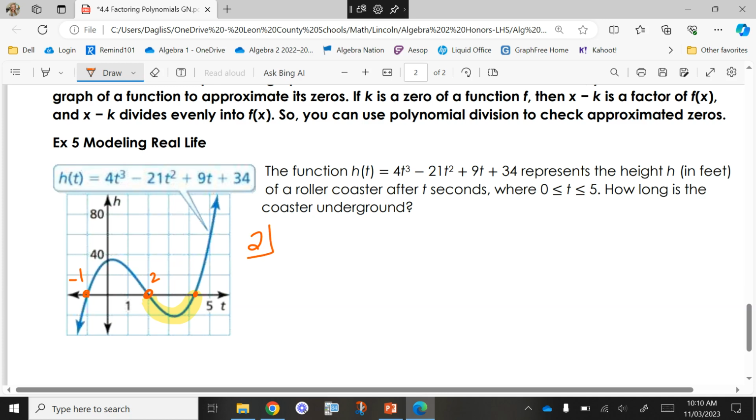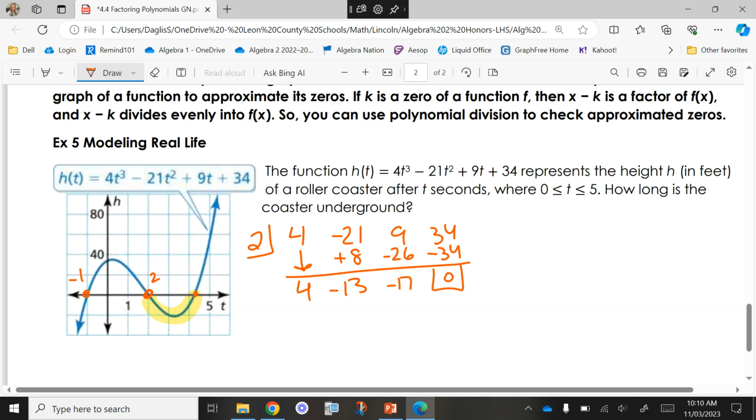3, 2, 1, none. All of my terms are represented. So bring in our coefficients. 4, -21, 9, and 34. Drop the 4 down. Multiply to get +8. So now we're going to add. What is that, -13? Multiply to get -26. Add those together to get -17. Multiply to get -34. And we get 0.